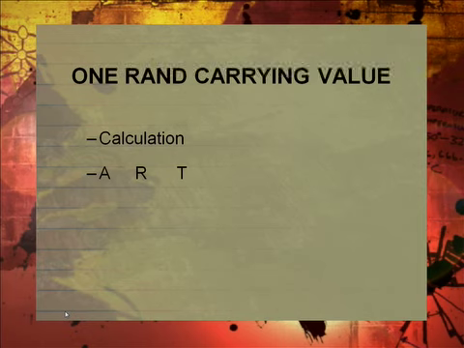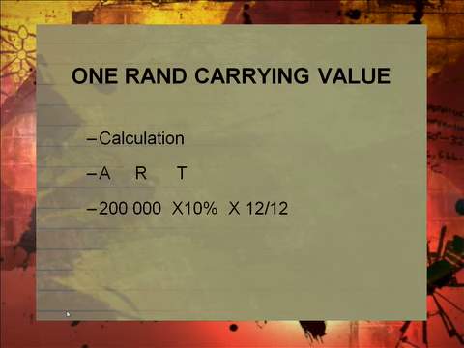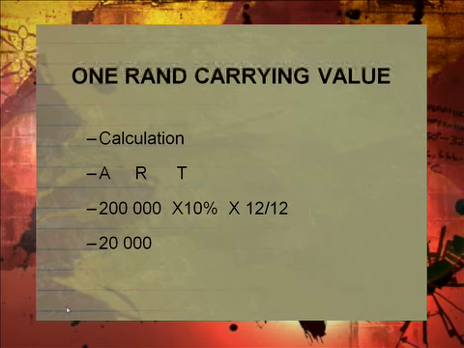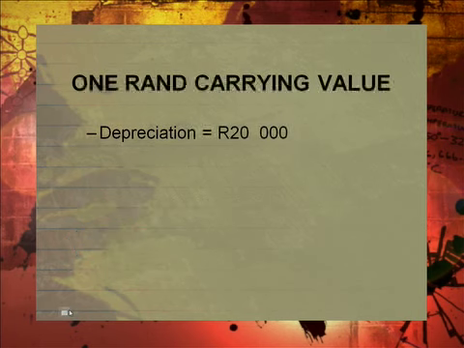We start off with art. You remember it, don't you? The amount, the rate, and the time. Let's go for it. 200,000 times 10%, which is my rate of depreciation, times 12 over 12. That is, we've used the asset for the entire year. The answer that I get in my calculation is 20,000 Rand. Clear? Right. Now, let's look at the entry.